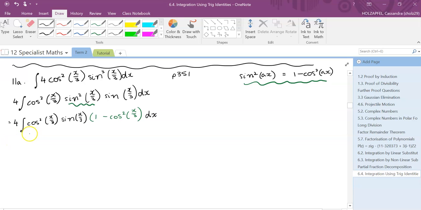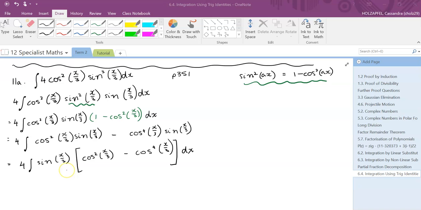So the next thing I'm going to do now is expand these brackets. So I'm going to multiply cos squared x over 3 sine x over 3 by this 1 minus cos squared x over 3. And I forgot to close that little bracket, so let's do that now. So I've just applied that across the brackets, and then I've factorized out that sine.